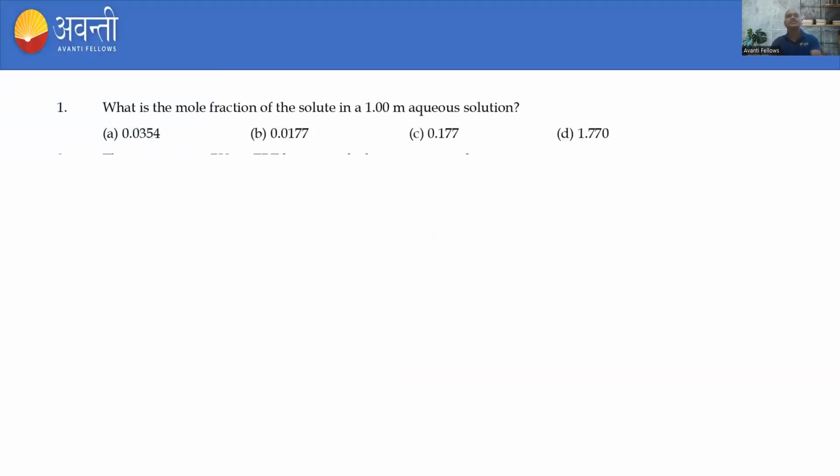Okay, so the first question is: what is the mole fraction of the solute in 1 molar aqueous solution? This is a very simple question. You have to calculate the mole fraction of the solute in the 1 molar aqueous solution. So we all know one very important thing. क्या पता है हम सबको? We know what we mean by this term 1 molar.